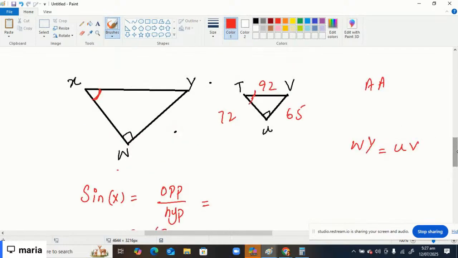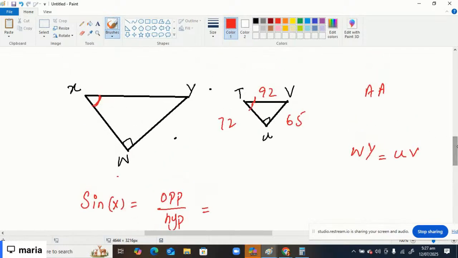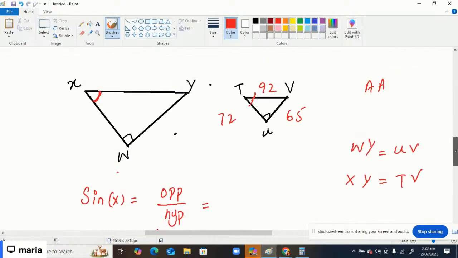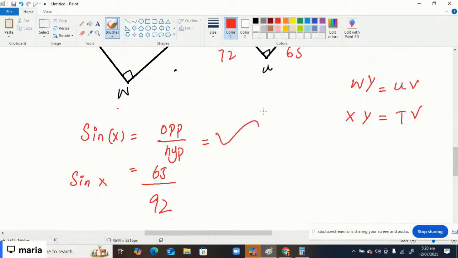Now for the hypotenuse, we check XY, which equals TV. So this is TV, which is 92. So the sine of X is 65 over 92. Yes, it's 92. All right, this is the way that we do it. If you have different triangles, first check whether their sides are the same. If their sides are not the same, then we look at their angles.